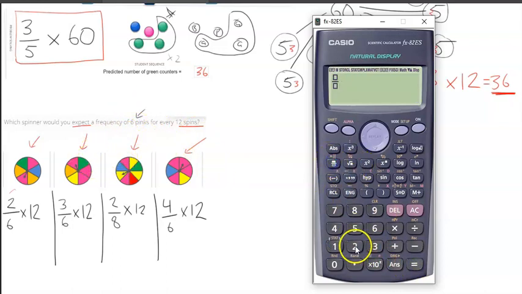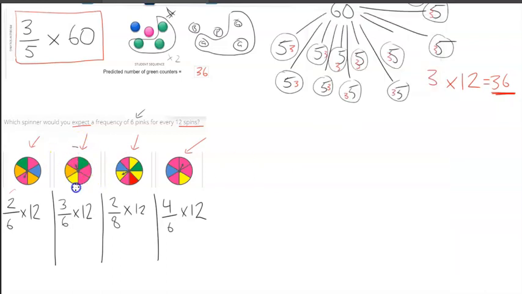Let's just make sure. 2 over 8 times 12. So we're expecting 3 pinks from this spinner here, and 4 over 6 times 12 is 8. So this here has to be our answer based on getting 6 pinks.